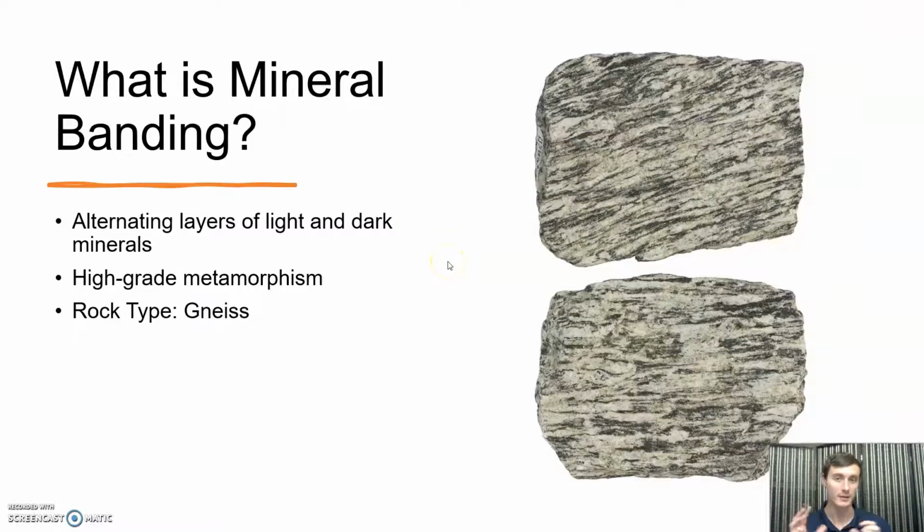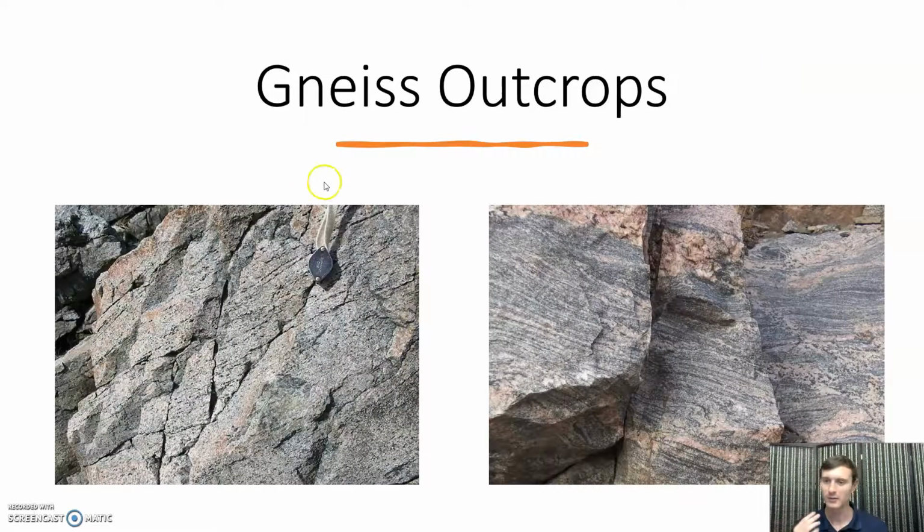So one other kind of foliation in metamorphic rocks is called banding. You notice that we have these alternating layers of light and dark minerals. This represents higher grade metamorphism, and the rock we're looking at here, the most common example of this, is something called a gneiss. If you come across gneiss in the field, what would it look like? Well, maybe something like this. Notice that you can still see these sort of alternating layers of light and dark minerals, or something like this. Notice the alternating layers of light and dark minerals.